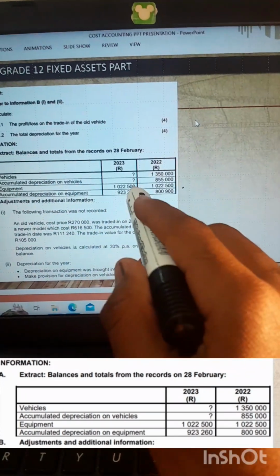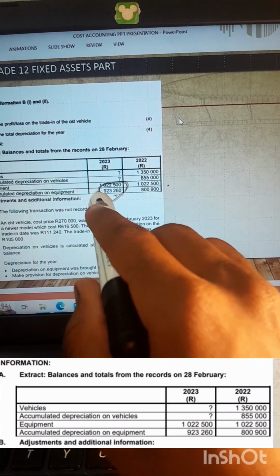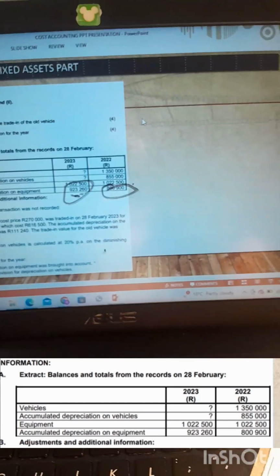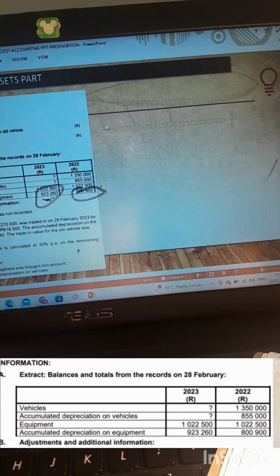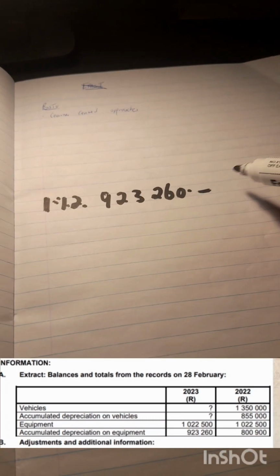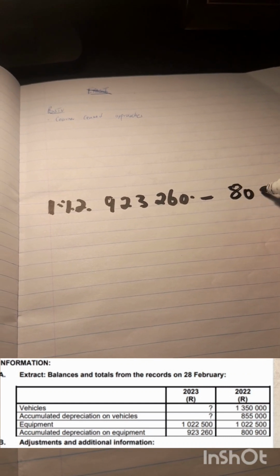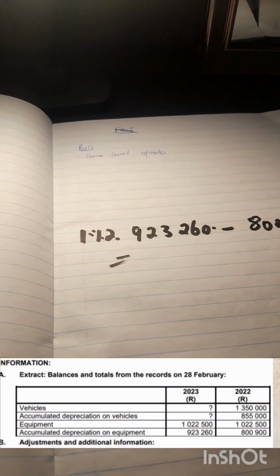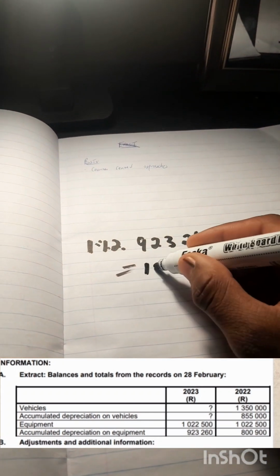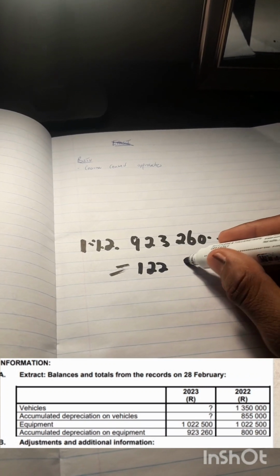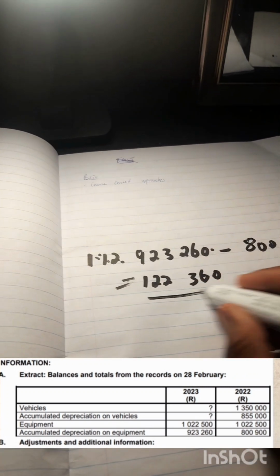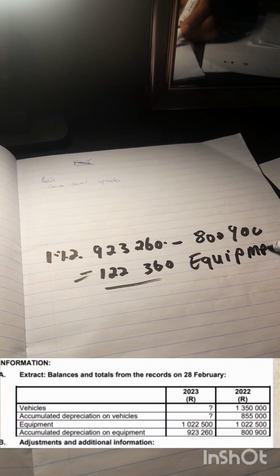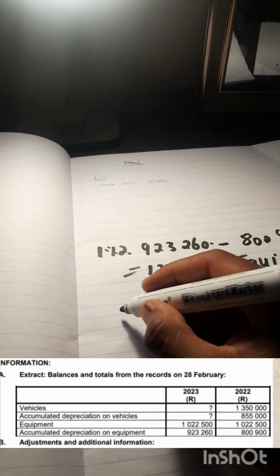This is how we're going to work. We take the balance at the end, this one, and minus this one, minus 800,900. How much is the depreciation? Our depreciation is 122,360 for equipment. So let's go to vehicles.